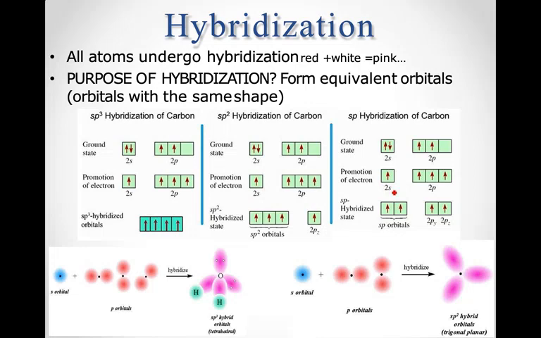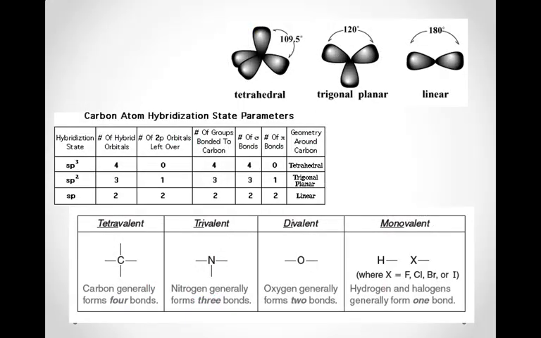You can see the sp2 hybridization of carbon and also the sp hybridization of carbon respectively. Here are the tetrahedral, trigonal planar and linear angles. For tetrahedral, the angle is 109.5 degrees. For trigonal planar, the angle between the three bonds is equal, and each is 120 degrees. For linear, it's 180 degrees.